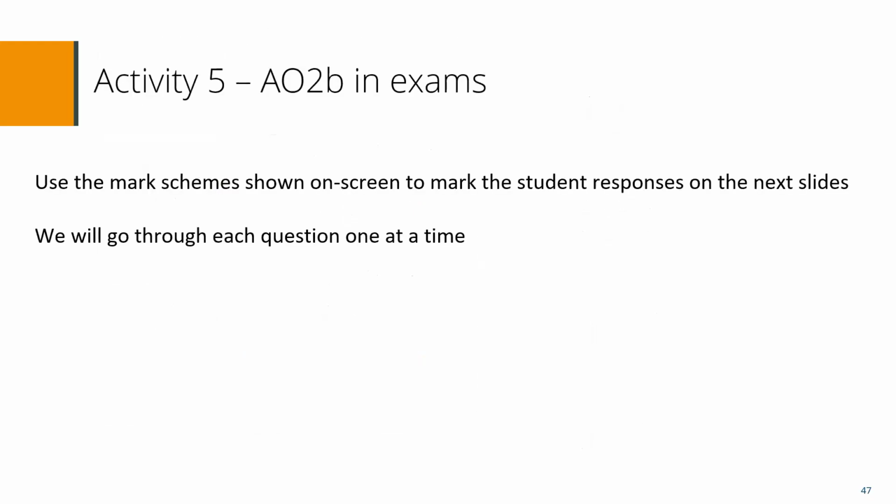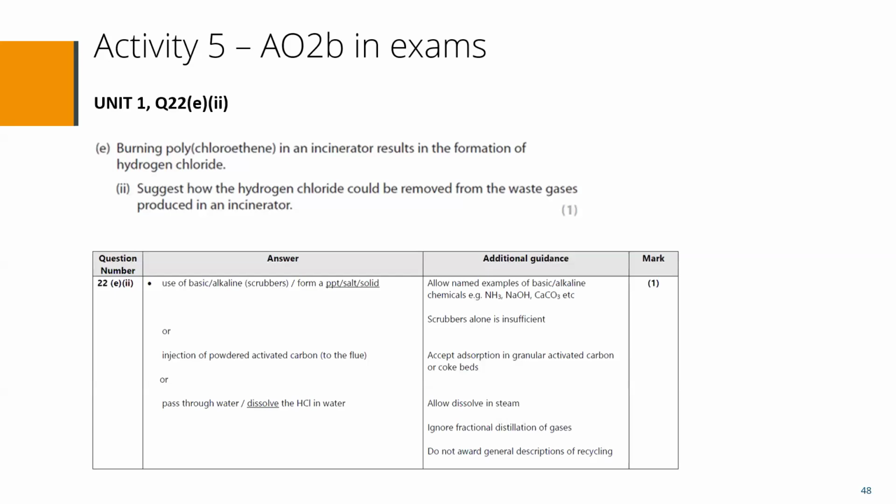Okay, so let's have a look at some AO2B type questions. The first one is: burning polychloroethene in an incinerator results in the formation of hydrogen chloride. Suggest how the hydrogen chloride could be removed from the waste gases produced in the incinerator. The first marking point is for the use of a basic or alkaline substance, or to form a precipitate or a salt or a solid is an alternative answer. Note it's underlined, so they're the three things that are acceptable.